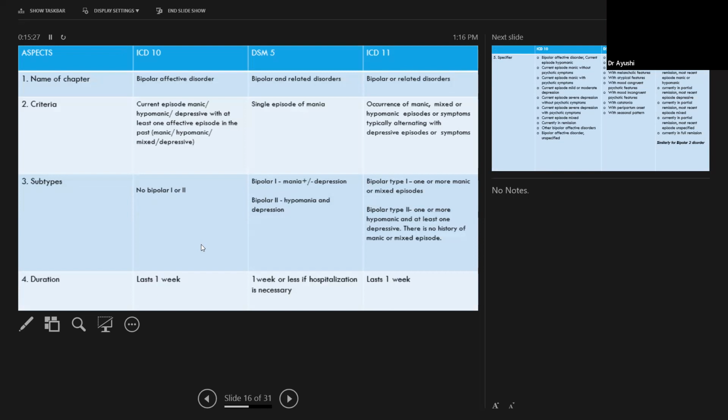There are no subtypes in ICD-10, whereas in DSM-5 and ICD-11, there are two subtypes of bipolar 1 and bipolar 2. Duration is 1 week for all three of them. And in DSM-5, the duration can be less than 1 week if hospitalization is necessary.